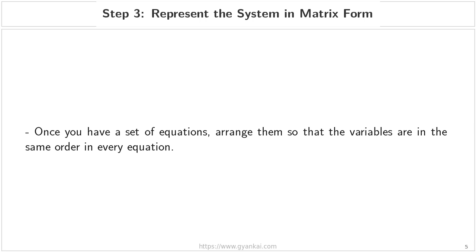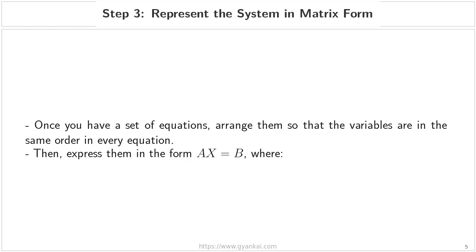Step 3. Represent the system in matrix form. Now that you have successfully translated your word problem into algebraic equations, as we discussed in the previous step, you need to organize them properly before we can move into the matrix stage. First, take a close look at your equations and ensure that all your variables are aligned. This means you must arrange them so that, for example, every x is in the first position, every y is in the second, and every z is in the third, across every single equation. Consistency here is vital for the next step.